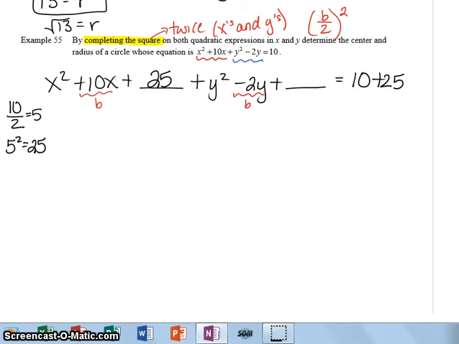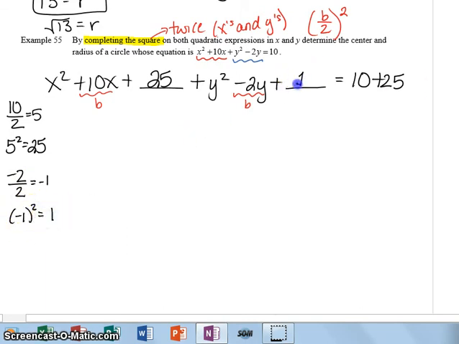My b is negative 2. So negative 2 divided by 2 is negative 1. Negative 1 in parentheses squared is positive 1. So I'm going to add 1 to both sides. Now I have to factor this. We already reviewed completing the square when we were talking about vertex form.